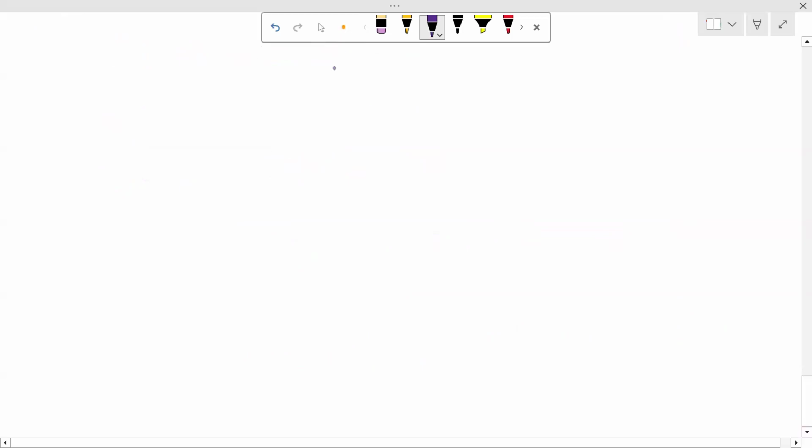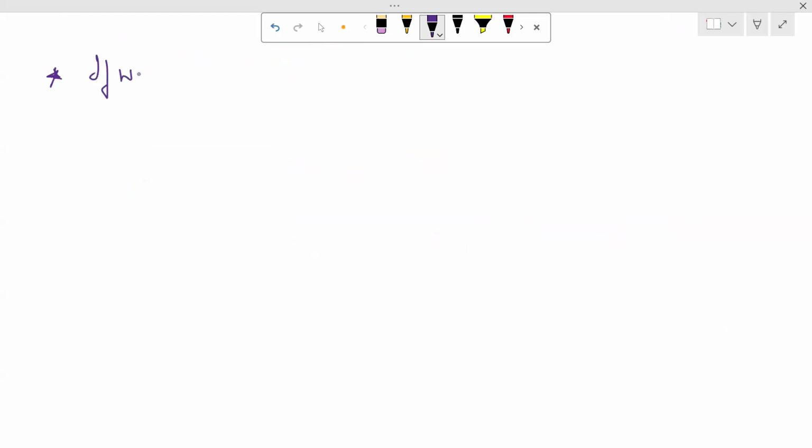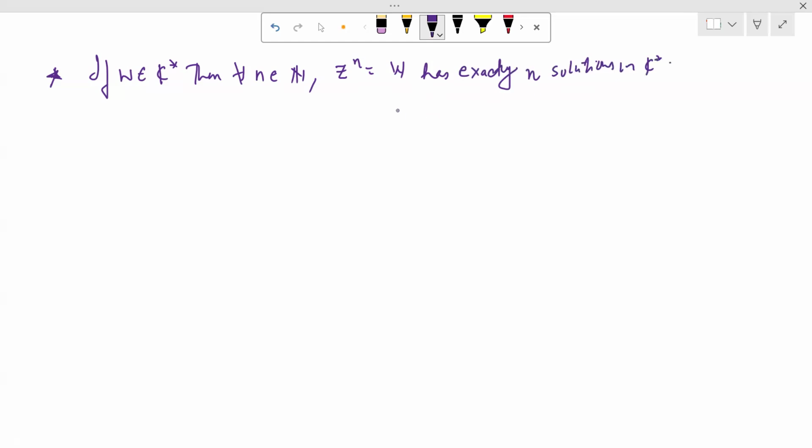So this is the definition for multi-valued function so far. Let us take another example. Another understanding you have to make from here itself, I have written already, but still I'm giving. If W belongs to the set of non-zero complex numbers, then for all n belonging to natural, the equation z raised to power n equals W has exactly n solutions in C star. So this is something that you should remember.